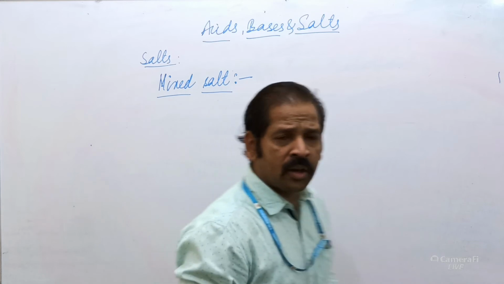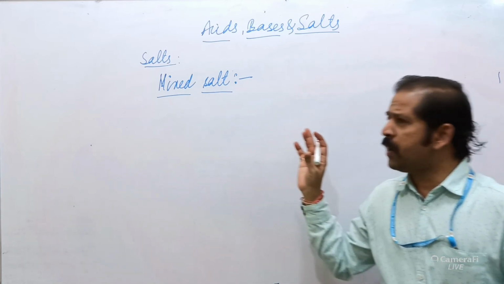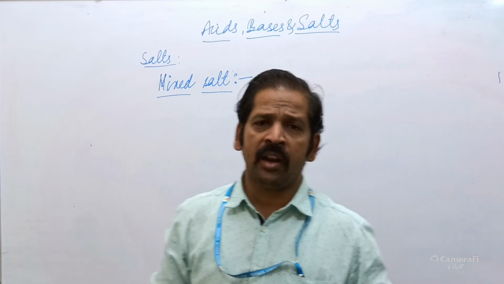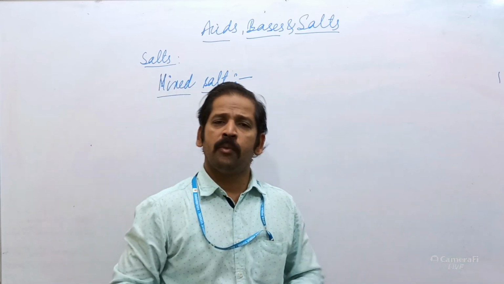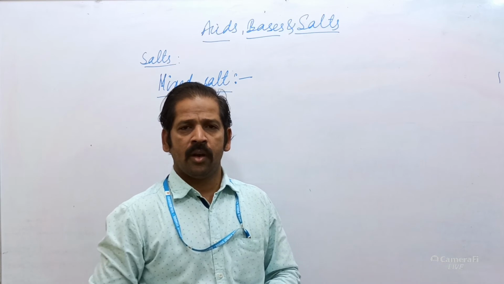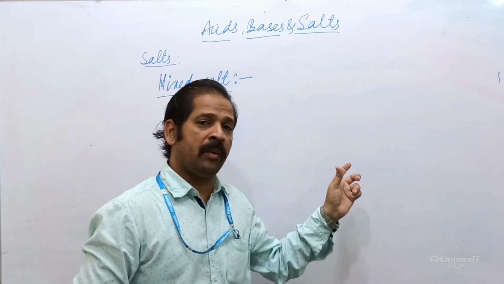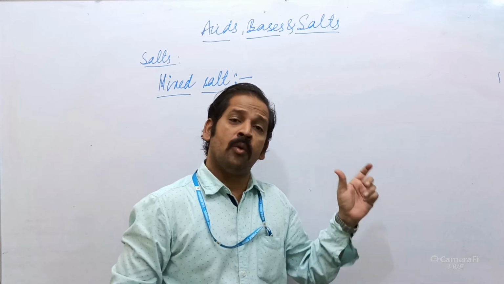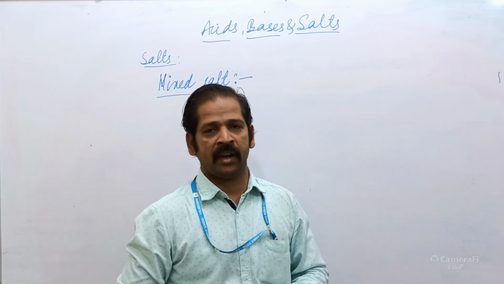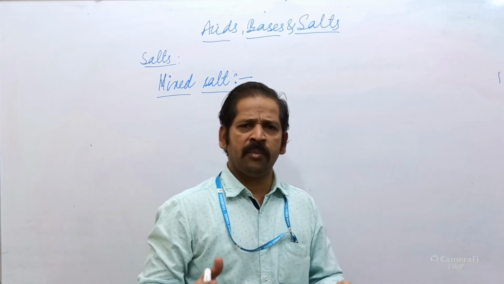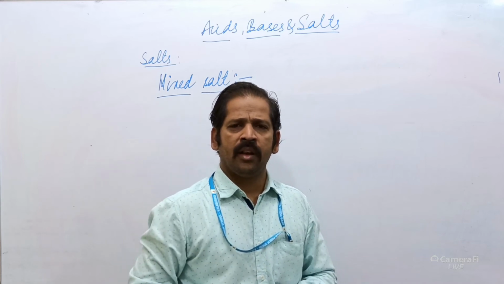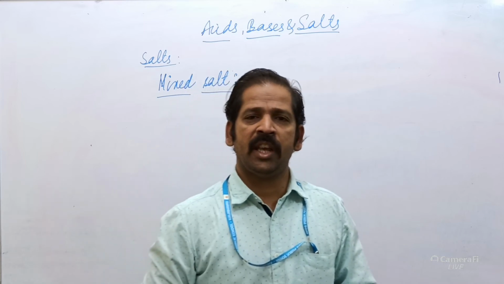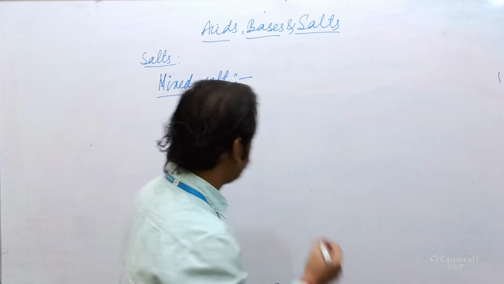What is this mixed salt? Actually, this mixed salt will have more than one acidic radical or more than one basic radical. Calcium oxychloride, a very simple chemical, is also called bleaching powder, CaOCl2. Another example is sodium potassium carbonate.